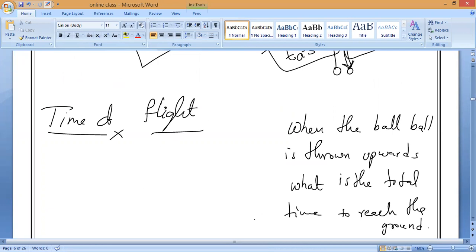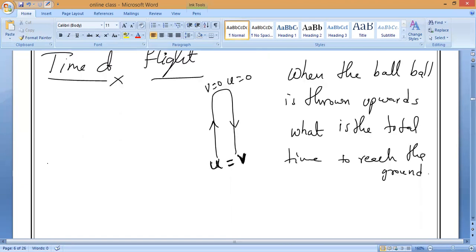It means going up and coming down, we can take both times. Here is the initial velocity, here the final velocity. Both will become equal. Thrown up, initial velocity; coming down, final velocity, both become equal. So any doubt in this? Time of flight means the total time, going time and coming time. That is why we take the total time.